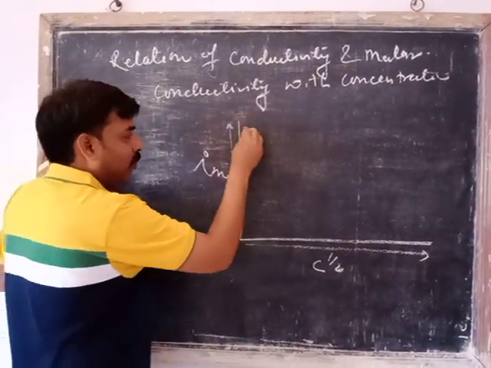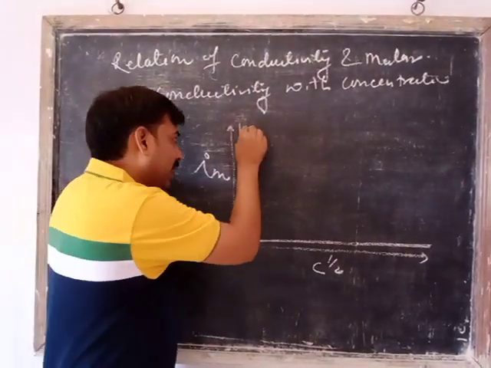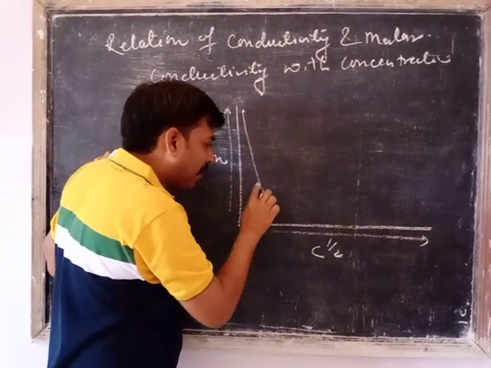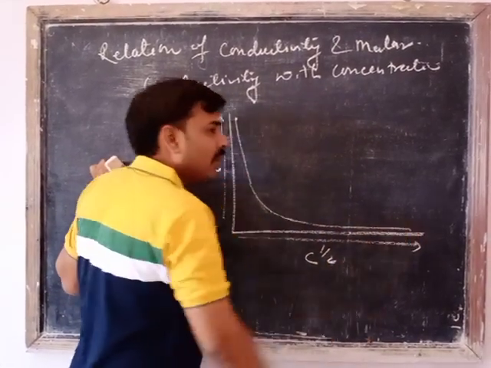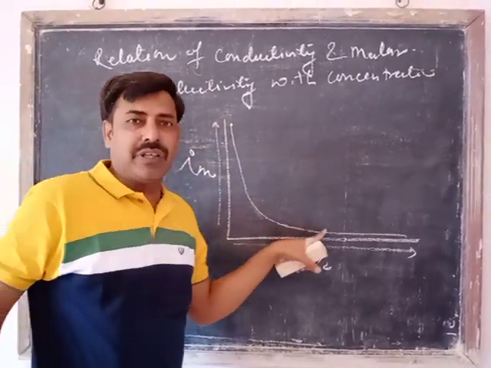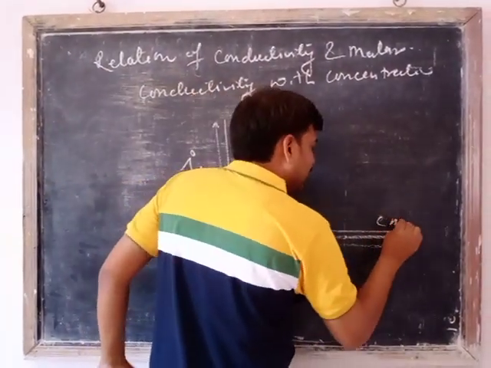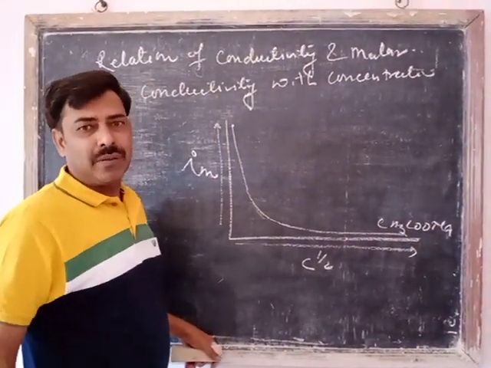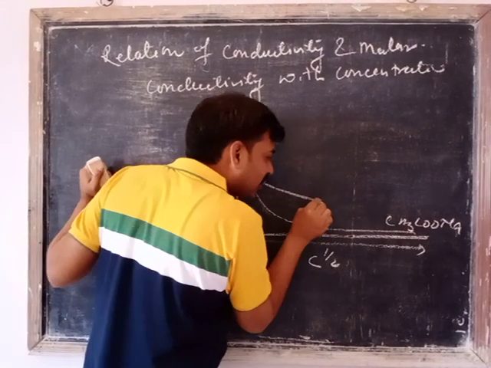When concentration is very low, the molar conductivity is very high, and with the increase of the concentration, the graph is dropping very rapidly. That means initially the molar conductivity drops very rapidly, and then it drops very slowly. This is the case of CH3COONa, that is sodium acetate, a weak electrolyte. But in the case of the strong electrolyte, that is potassium chloride, the graph is something like this one.